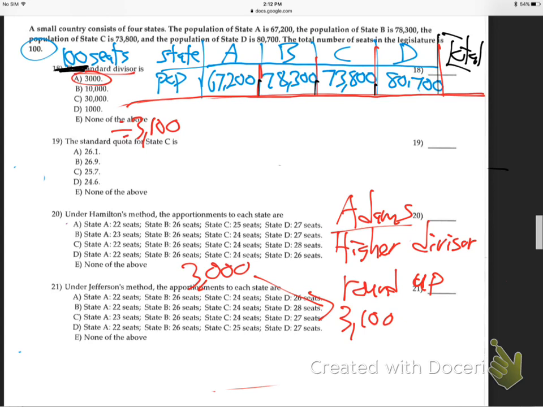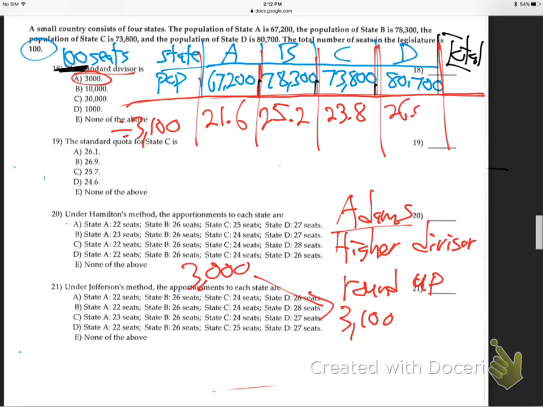So divide them all now, all these numbers, by 3,100. Round them all down and add them up. Here we go. I'm getting 21.6. Whoops. 0.6. These methods are tedious. 25.2. 23.8. And 8,700 divided by 3,100 is 26.03. Okay, and they want round up.